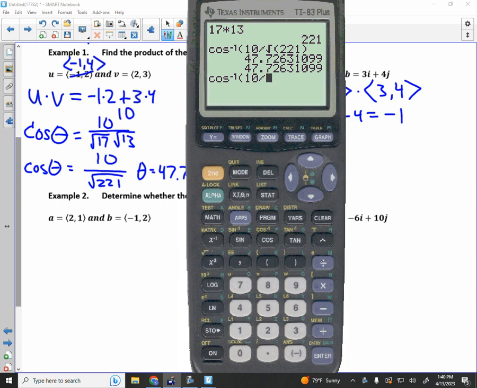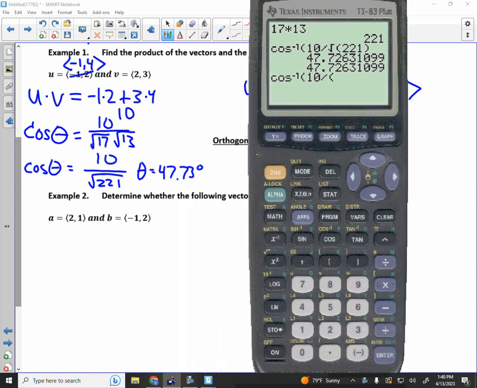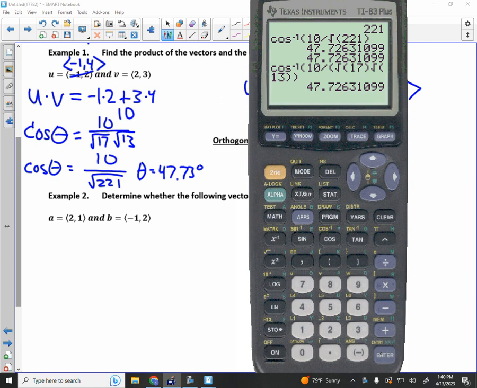As I put in my calculator, I go cosine inverse of 10 divided by, and then sometimes people just put the square root. You have to put both square roots underneath there. So you need a set of parentheses: the square root of 17, and then the square root of 13. That set of parentheses right here includes both of those pieces in the denominator. If you don't do that, you're not going to get the right answer.